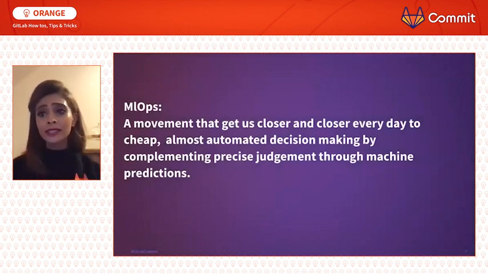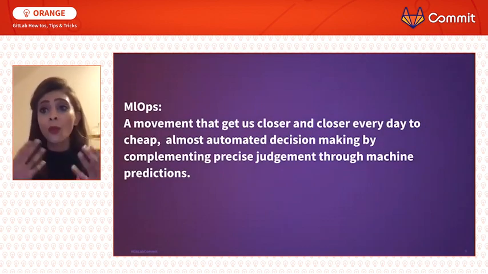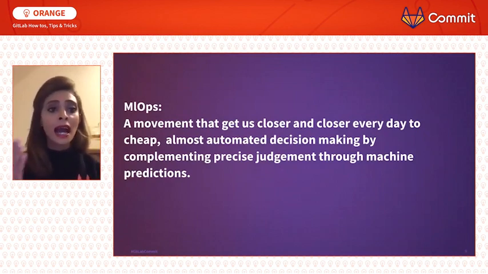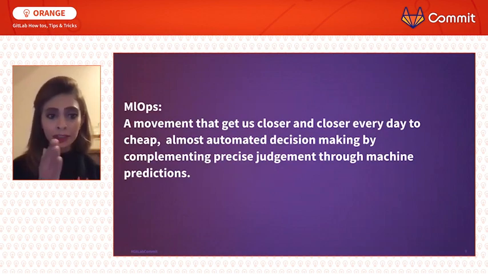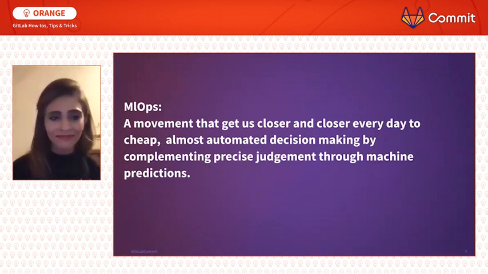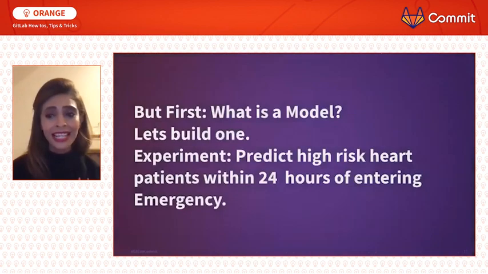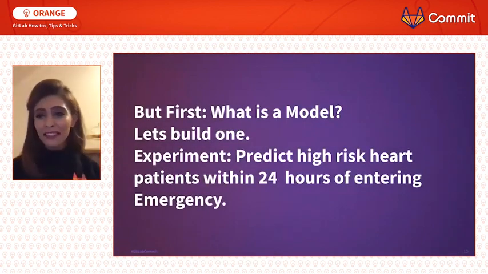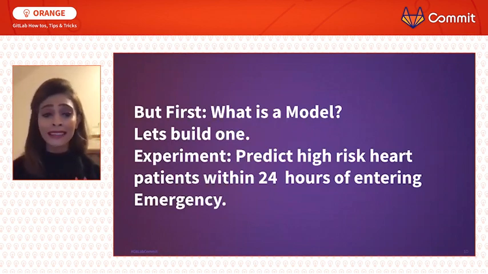So just to summarize all of that into one sentence, what is MLOps? A movement that gets us closer and closer every day to cheap, almost automated decision-making by complementing precise judgment through machine predictions. So, having given a rough understanding of a little bit of history and economics, that is, fundamentally and theoretically, what MLOps is.